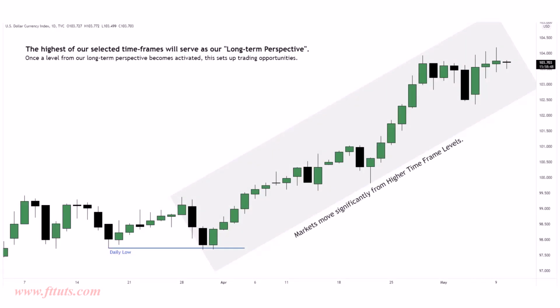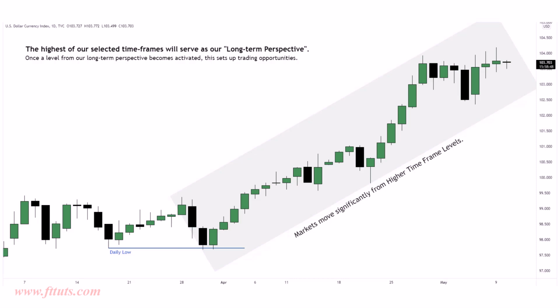Once a level from our long-term perspective becomes activated, this sets up trading opportunities. So you can see the daily low over here. Once this daily low becomes activated, you can see price hits a level from the daily chart. This sets up trading opportunities, and check out how significant the market moves when it hits a long-term perspective level.